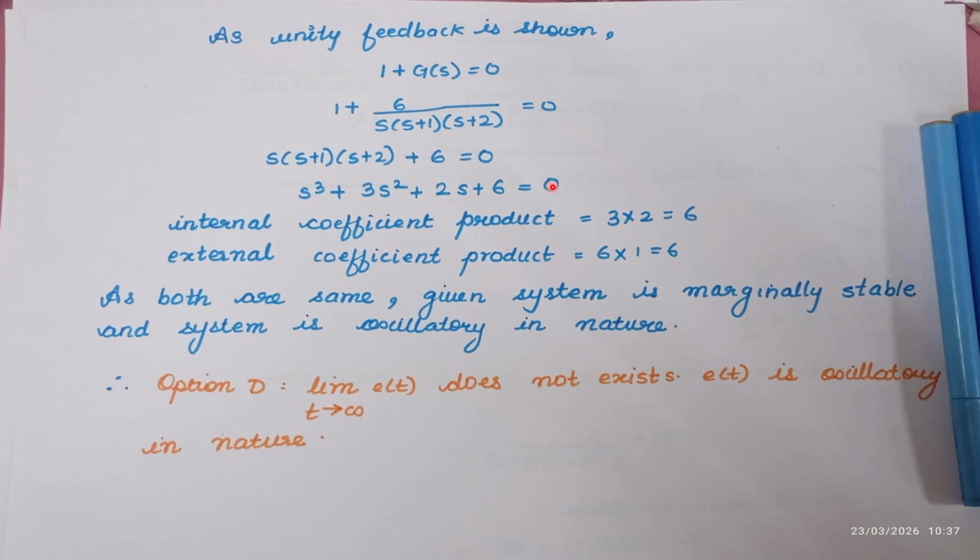So this can be explained in detail using the Routh-Hurwitz criterion. This is a shortcut to find out if the system is marginally stable. This can be done using the Hurwitz criterion, so I'll explain the Hurwitz criterion also.